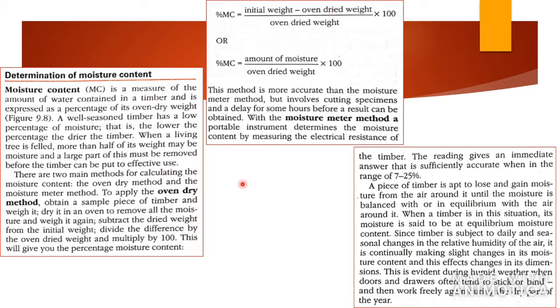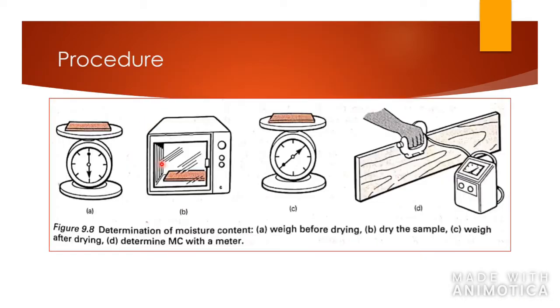A piece of timber is apt to lose and gain moisture from the air around it, and that's why we have air seasoning. However, air seasoning takes a lot longer than kiln seasoning because the air temperature is a lot less than if you put it in an oven or a kiln. The kiln machines are faster than just naturally seasoning your timber. Here you see the procedure for determining the moisture content.